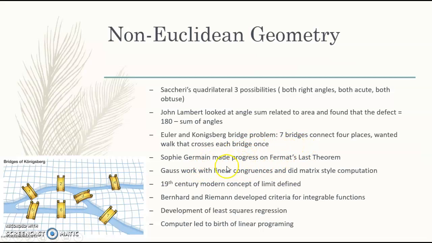We also have a woman mathematician here, Sophie Germain, who made progress on Fermat's last theorem. We also have Gauss, who worked with linear congruences and did matrix-style computations. In the 19th century, we have now the modern concepts of limits defined. And we also have Bernard and Riemann, who developed criteria for integrable functions. And we have the development of least squares regression. And finally, we end with the computer leading to the birth of linear programming.